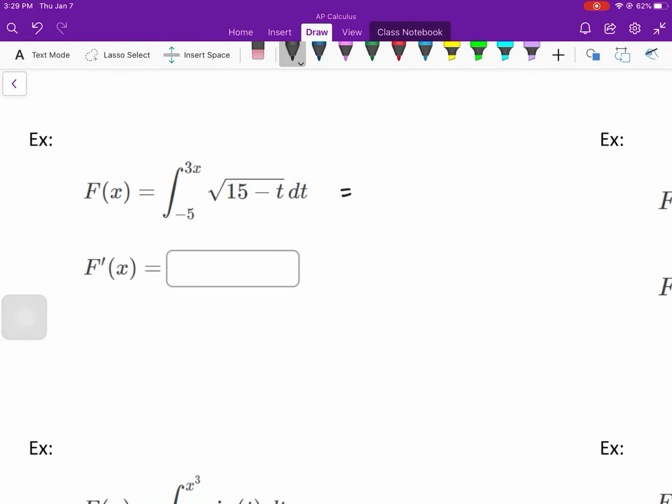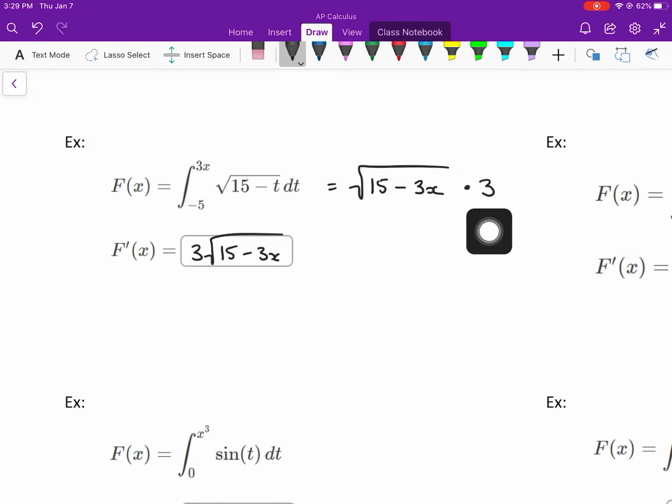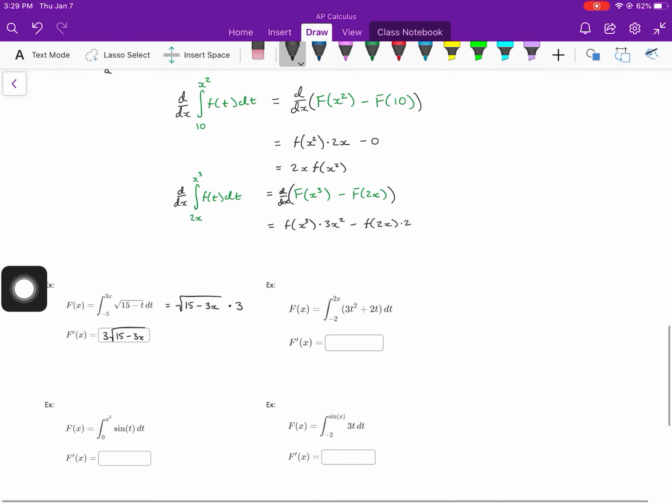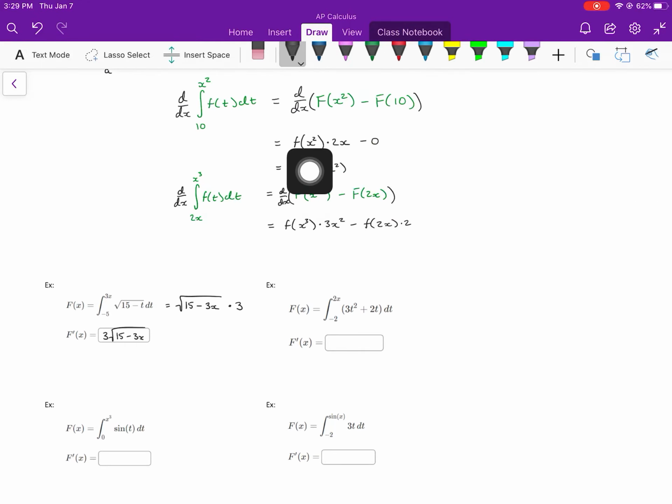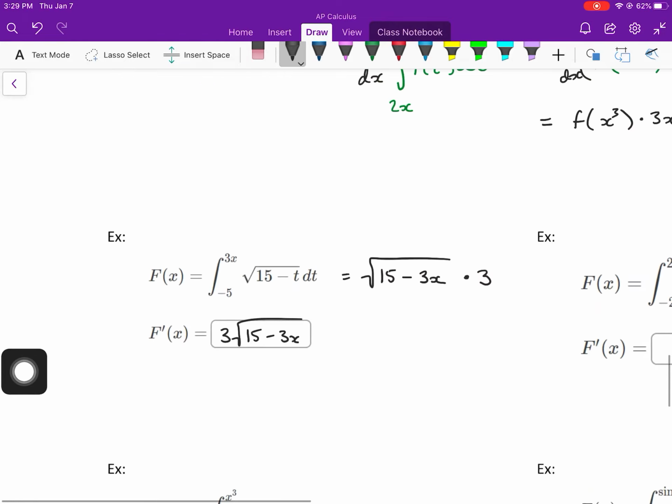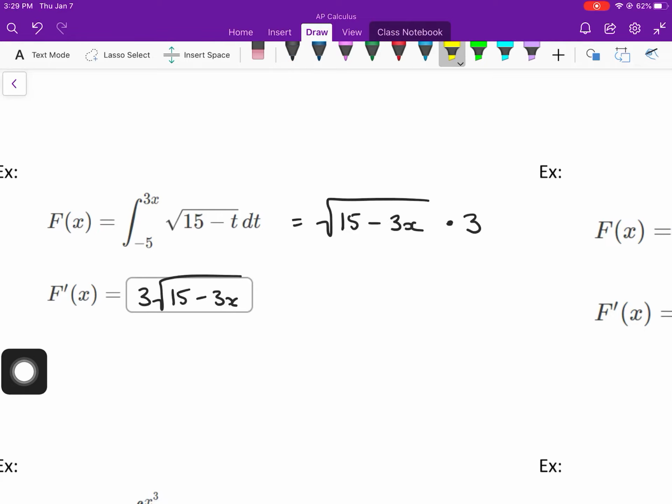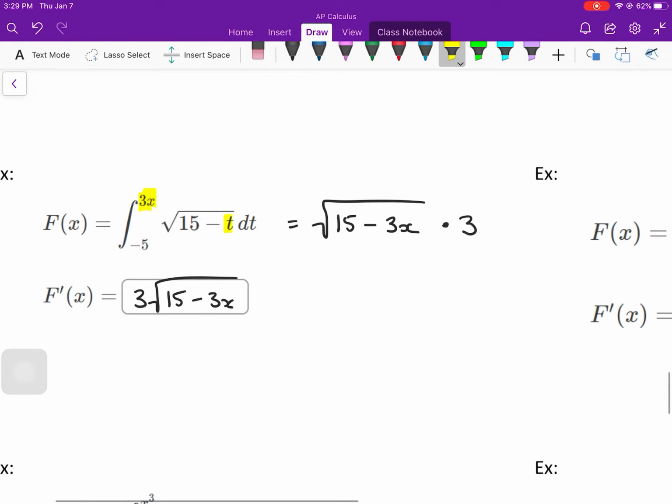So my answer is going to be this square root, and you might have to watch this a couple times, honestly, minus, and then for the t it's going to be the 3x. And then times on the outside, 3. So the final answer is 3 square root of 15 minus 3x. Why the 3? Because of the chain rule. That was this whole part right here. That 2x I got earlier, the derivative of x squared is 2x. So all I did was plug 3x into the t and then took the derivative of the 3x.